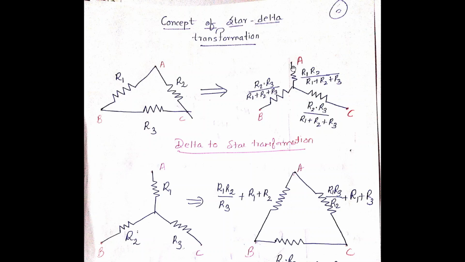This resistance is equal to R1 into R2 upon R1 plus R2 plus R3. Similarly, this resistance over here is the multiplication of its side resistances, that is R1 into R3 upon R1 plus R2 plus R3. Similarly, this resistance over here from C will be the multiplication of the two resistors, that is R2 into R3 upon R1 plus R2 plus R3.